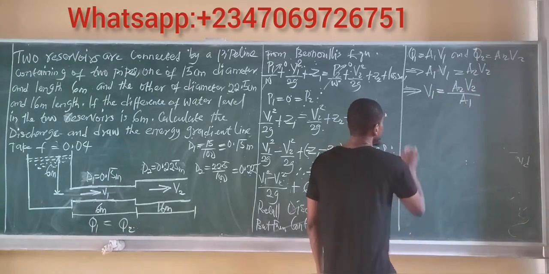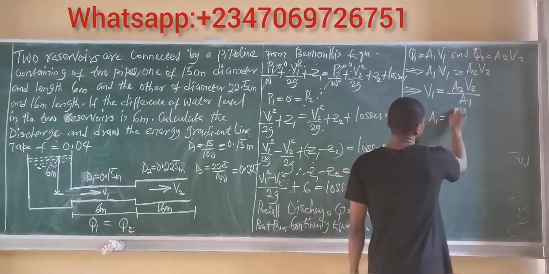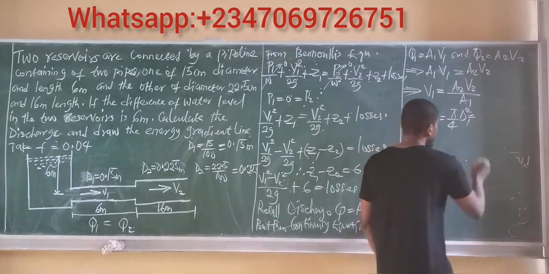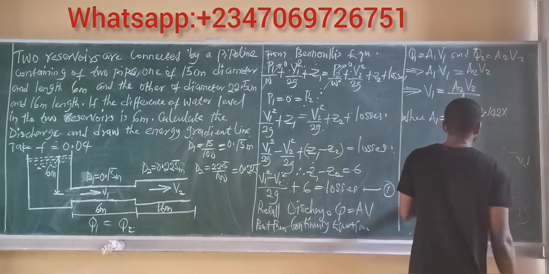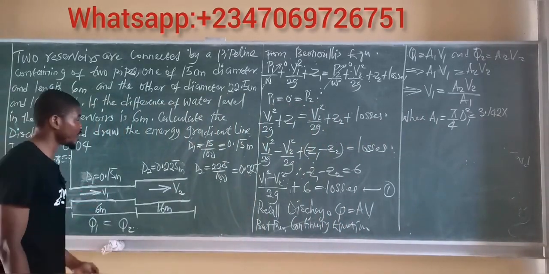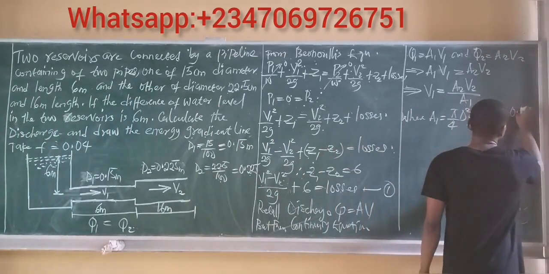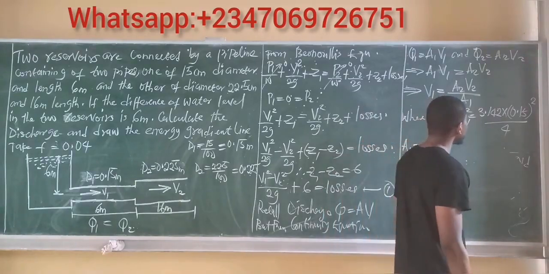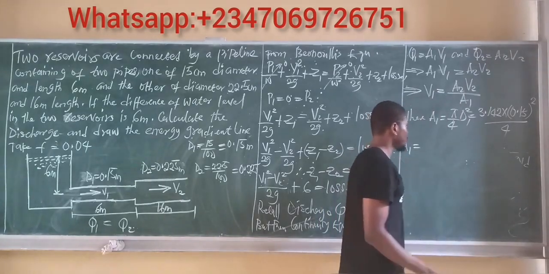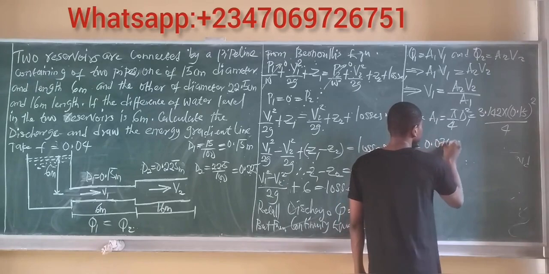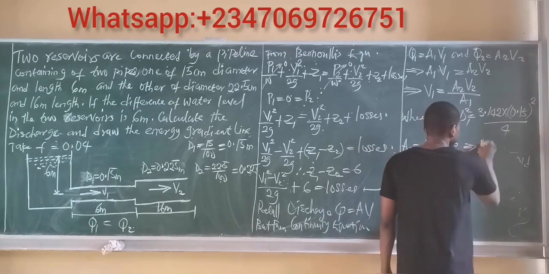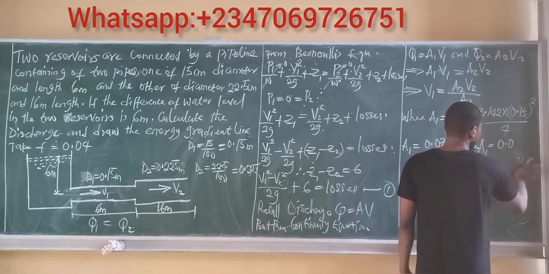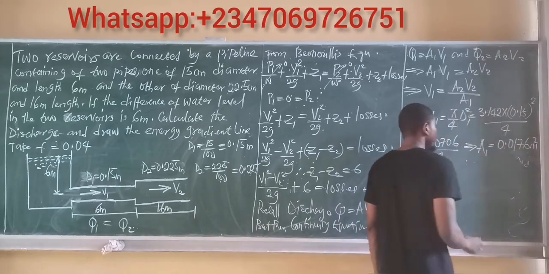So let's find these areas now. A1 is equal to pi over 4 times diameter 1 all squared. Pi remains 3.142, times D1, which was given to us as 0.15 meters, squared, all over 4. So 3.142 times 0.15 squared gives 0.0706, divided by 4. So A1, the first area, is 0.0176 meter squared.